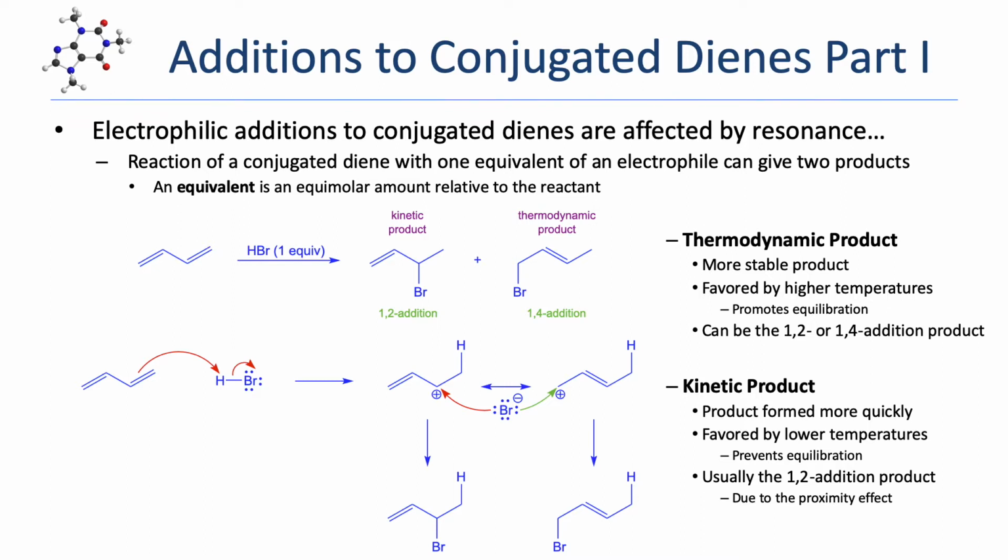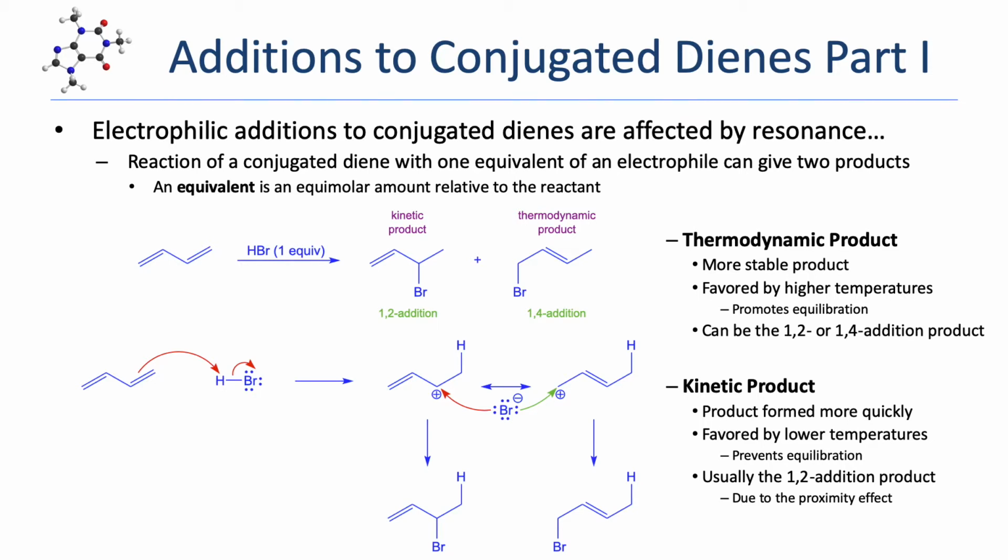Because dienes have two alkenes, each diene molecule could potentially react with two molecules of an electrophile. We describe that as reacting the diene with two equivalents of an electrophile. An equivalent is just an equimolar amount relative to the reactant. In the reactions of conjugated dienes, we're going to restrict the reactions to using one equivalent of the electrophile.